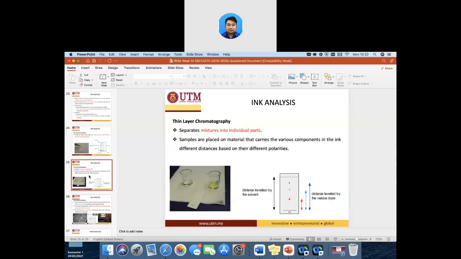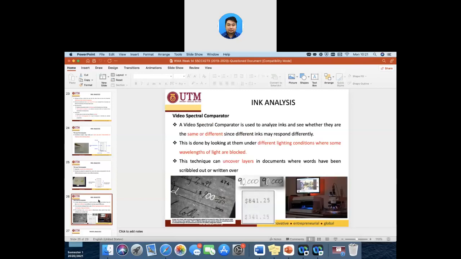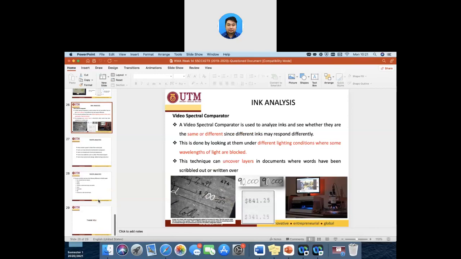Okay, so TLC, as you know, all of the composition in the ink will be separated into its individual parts. Okay, some samples are placed on the material that carries the various components of the ink to different distances on the TLC plate, right, due to the different polarities. Right. Okay, so TLC.